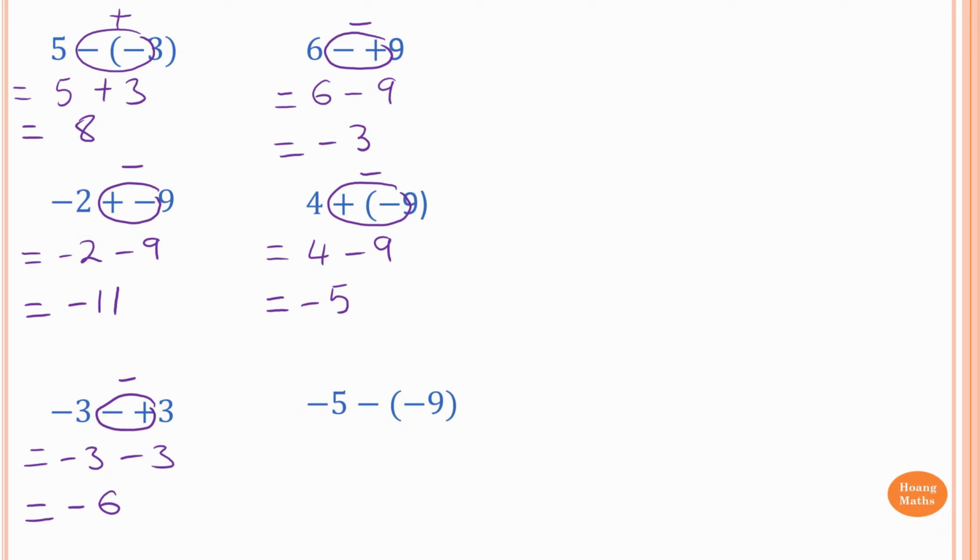This one here, negative 5 minus negative 9. So these two negatives here next to each other become a positive. So this becomes negative 5 plus 9. Now this one here, negative 5 plus 9 is exactly the same as 9 minus 5. So 9 minus 5 is 4.